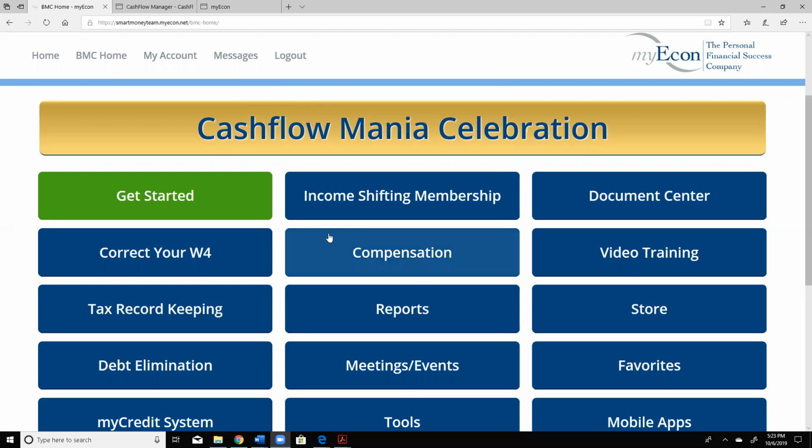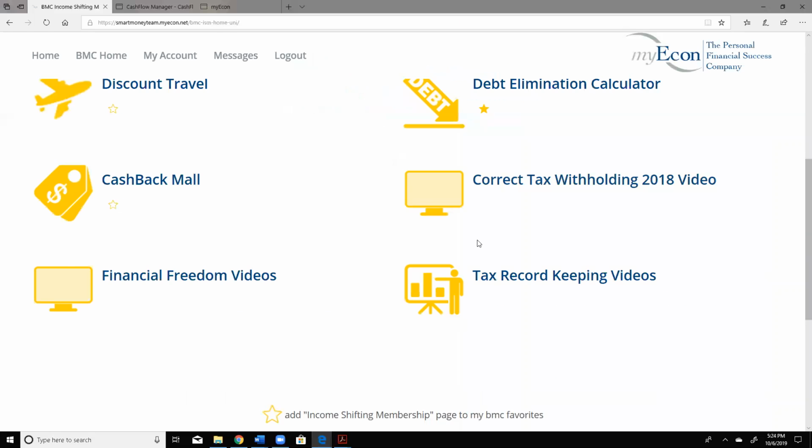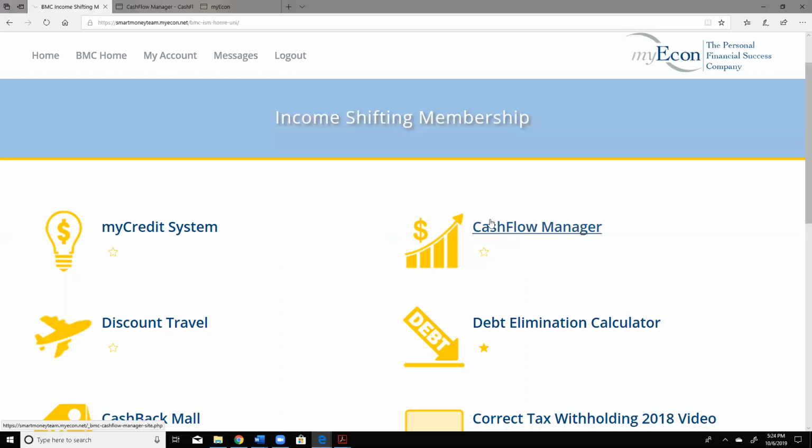Okay, so in your back office, the two main buttons that you should be using, really one, but it's two. First of all, if you're a newbie, get started, watch the videos, and then the income shift and membership, you're supposed to be using that literally every day, every other day. They need to be your best friend, and they have all the tools to run your business. Mainly, the cash flow manager is what you should be plugging your expenses into on a regular basis if you're running your business like you should be.